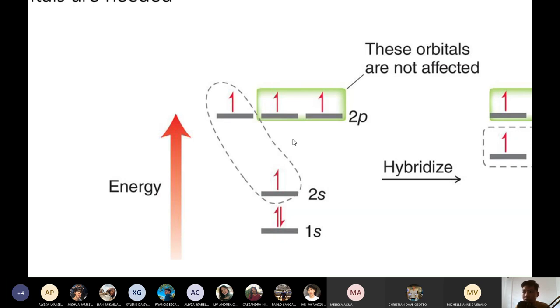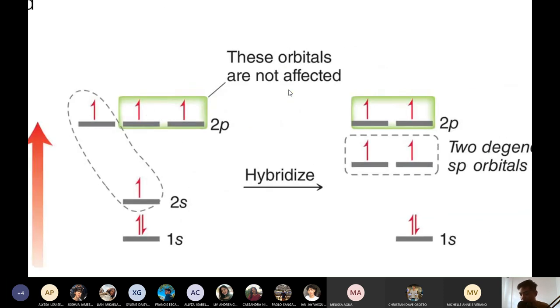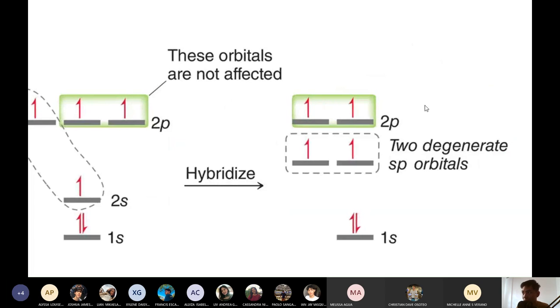Again, yung carbon, kaya niya mamili kung ano yung pwede niya gamitin, ano yung pwede niya pagsamahin to create hybrid orbital. So if carbon chooses not to use two of the 2p orbitals, ano mangyayari? Magkakaroon tayo ng 2p orbitals na hindi na hybridized at dalawang degenerate sp orbital, s and p. So tig-isa, s and p. Okay? So ganito nangyayari, no?